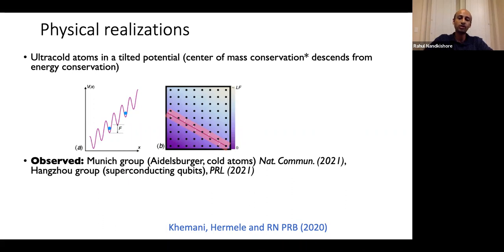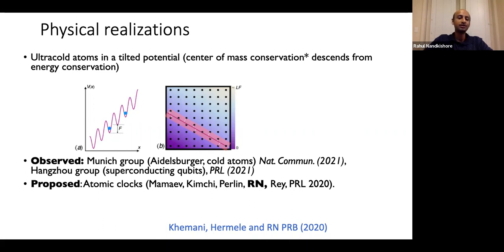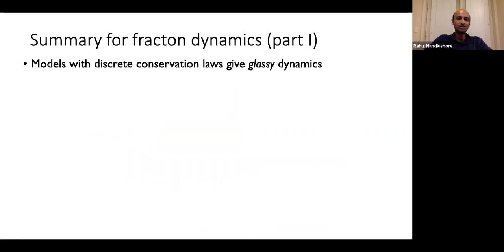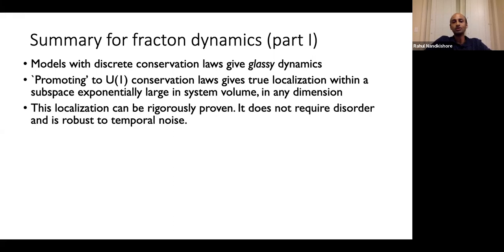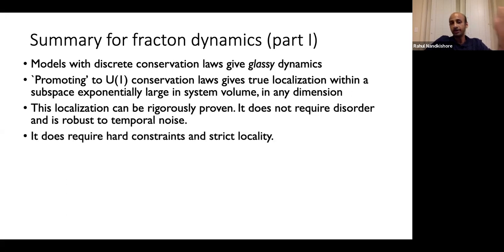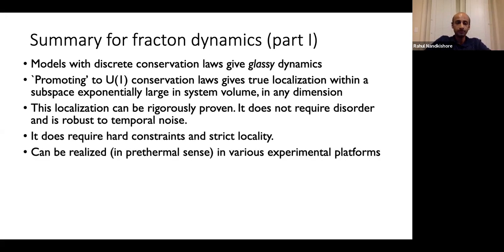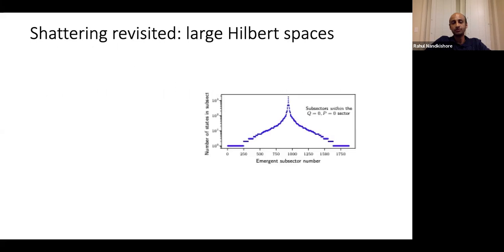So this has in fact already been observed by 2 different experimental groups. There are also other realizations that we've proposed. There may be still others that we haven't even thought of yet. So to summarize this part, if you have just discrete conservation laws, then you're stuck with classic dynamics. Once you promote to U(1) conservation laws, then you get localization, and there's a breakup of Hilbert space. It does require that the dynamics is strictly local. And it can be realized in a pre-thermal sense in various experimental platforms.